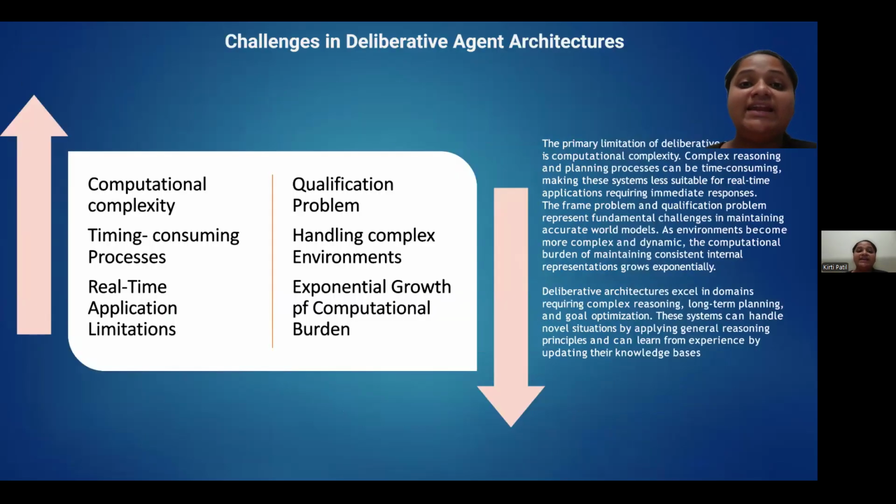So the next is challenges in deliberative agent architecture. Deliberative agent architecture faces difficult problems like the qualification problem, anticipating all possible conditions, handling dynamic real-time environments, computational burden from maintaining large internal models, and potential inaccuracies in world modeling.